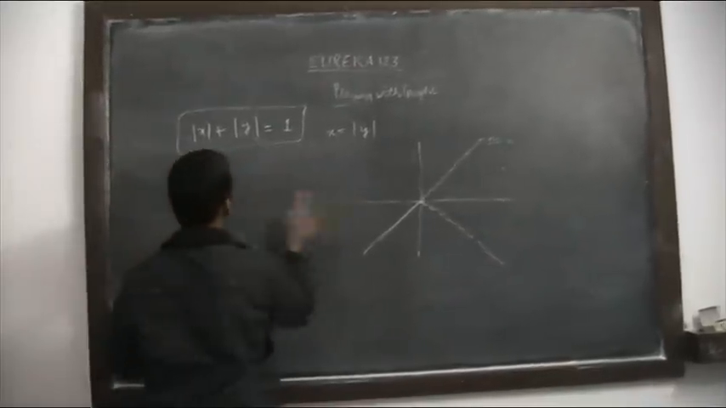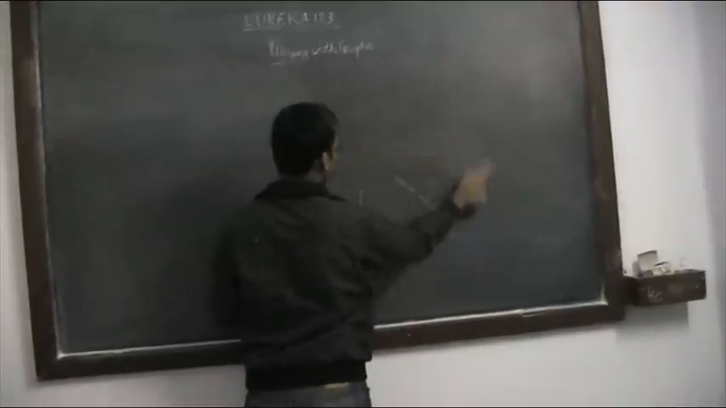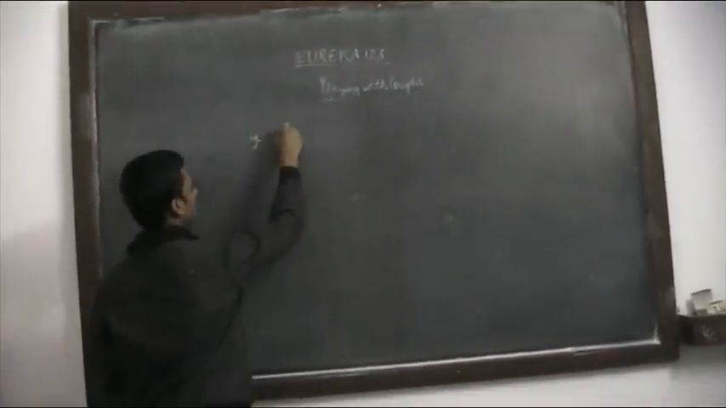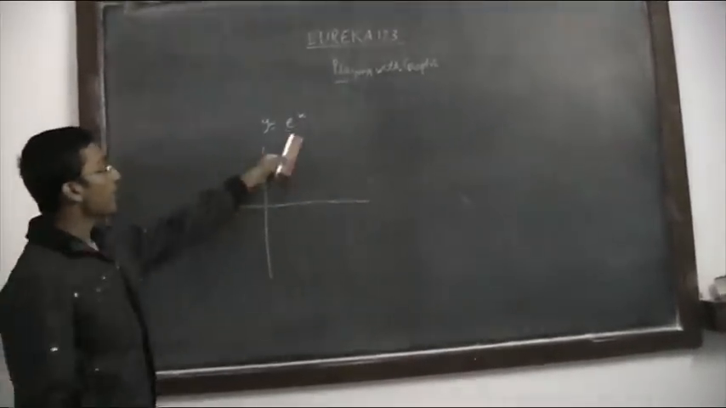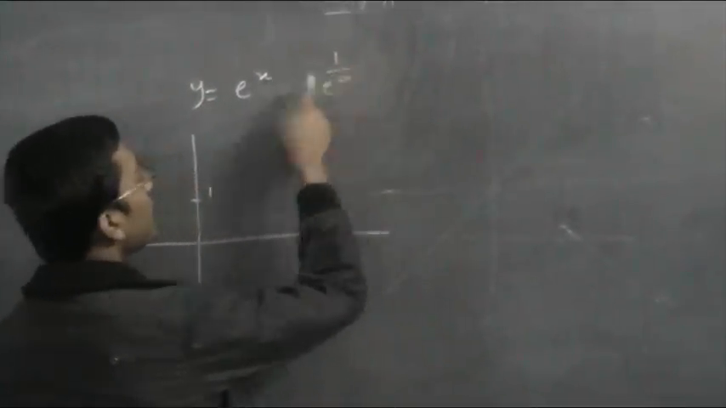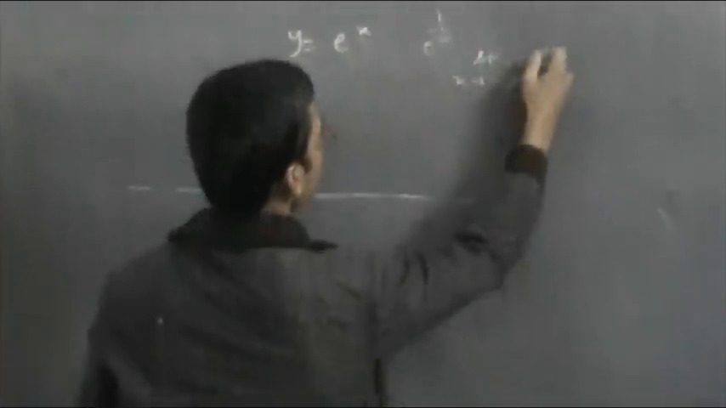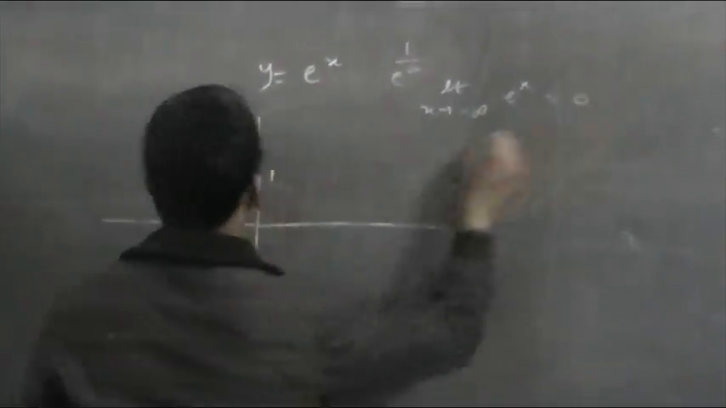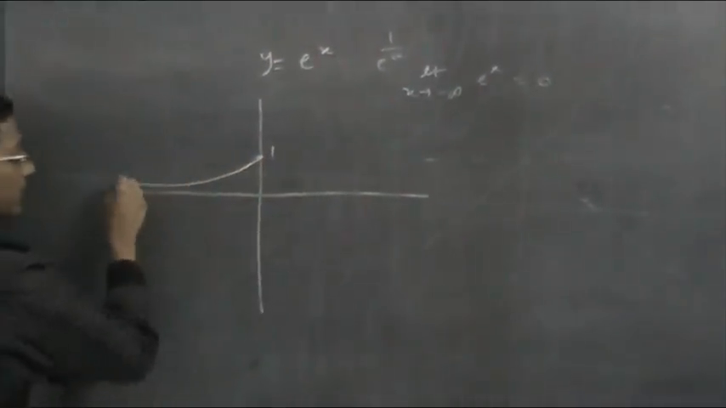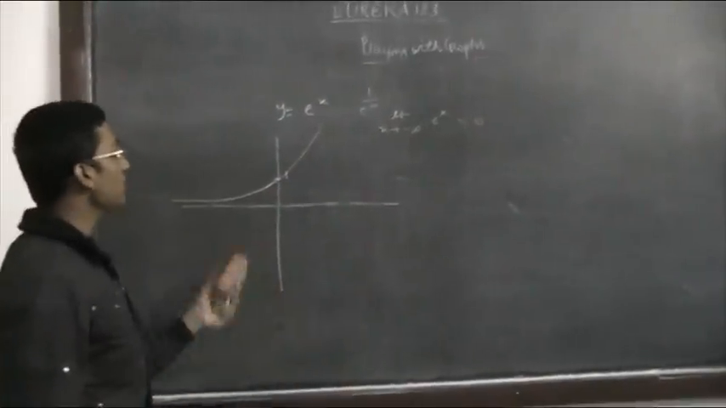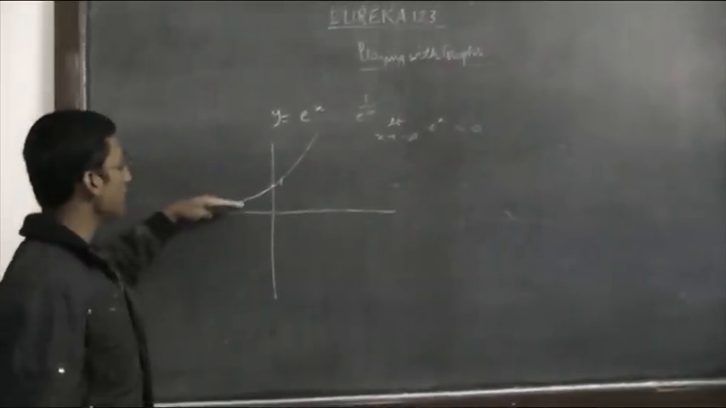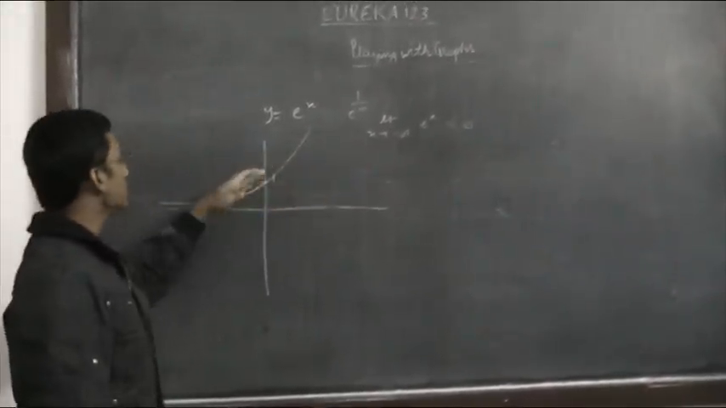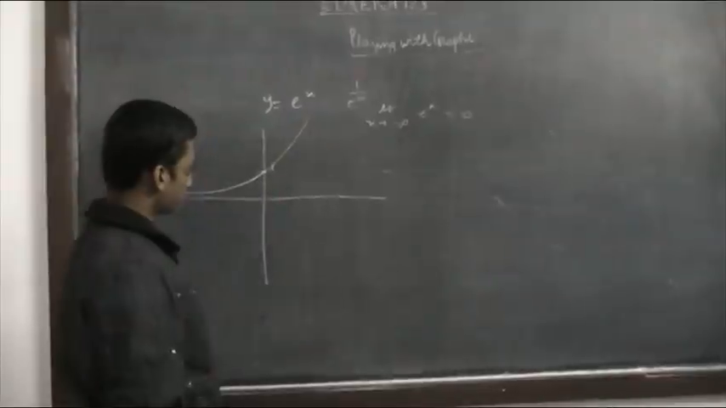Now some general graphs like exponential graphs, logarithmic graphs. Y equals e to the power x. When x is 0, y is 1, so it will pass through this point. When x is minus infinity, it becomes 1 by e to the power infinity, and then it tends to 0. Limit x tends to minus infinity, e to the power x is 0. So it will be like this and this. Later on, when we do increasing, decreasing functions, we can show that it is always an increasing function, and therefore we can show this shape to be concave or convex. We will study all that later. So basically, y equals e to the power x is like this.